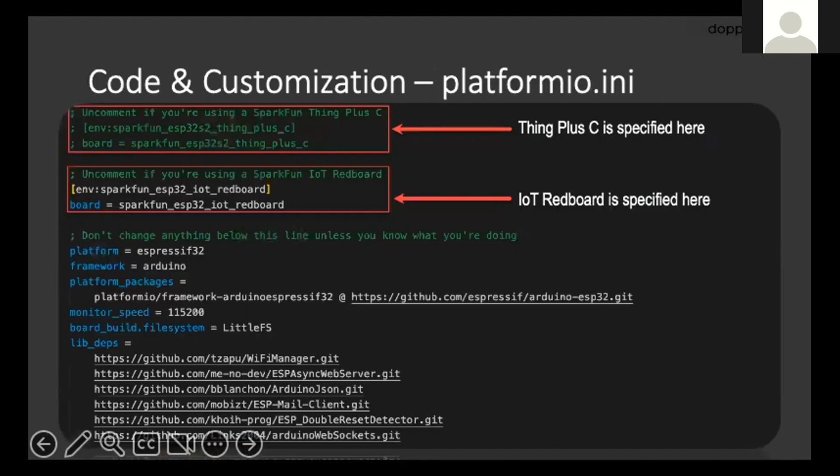The code. It's written in C++ for the most part. The web application is HTML and some JavaScript to do some specific functions. But if you were to grab the GitHub repo today and you have an ESP-32 device, be it the IoT repo or the Thing Plus C, you just go in and uncomment or comment depending on what device you're using. Just don't change anything below the line that says don't change anything. Those are all the dependencies that the firmware relies on.